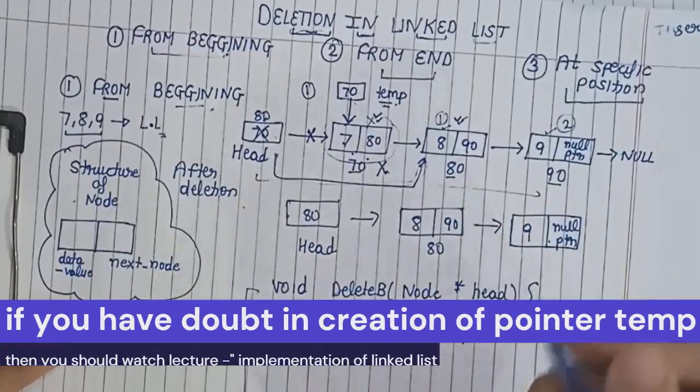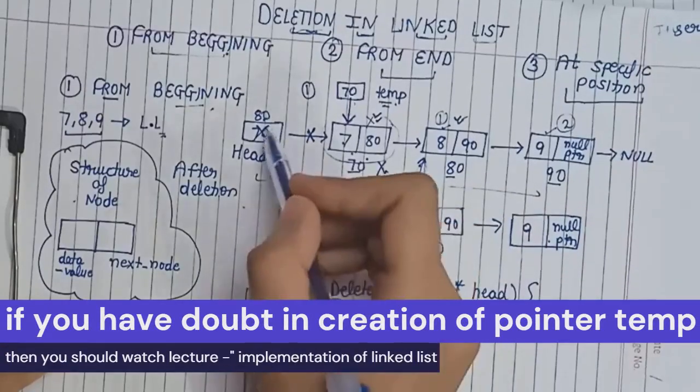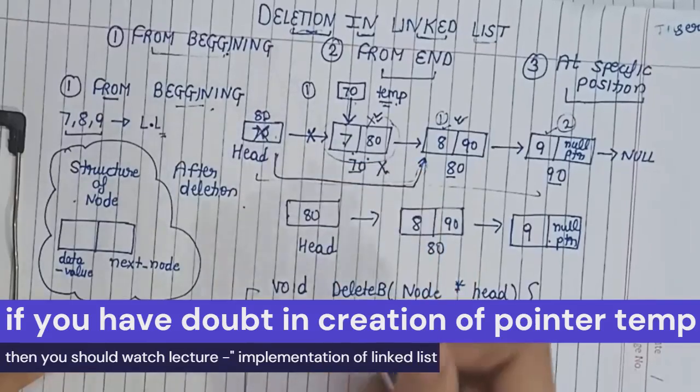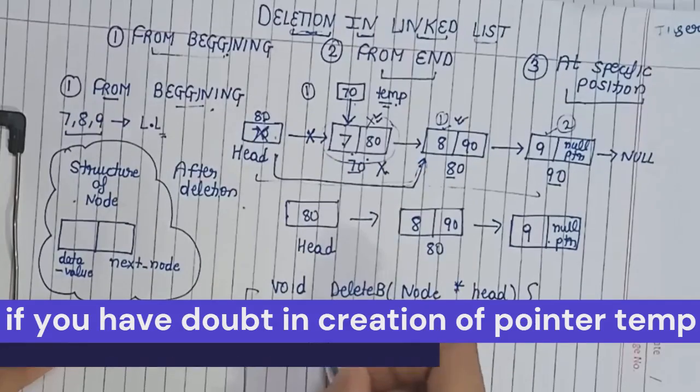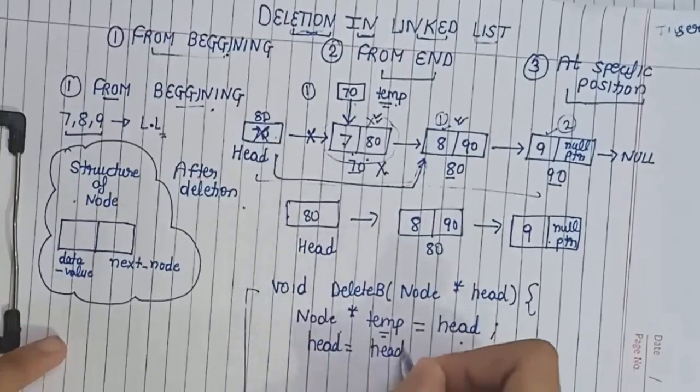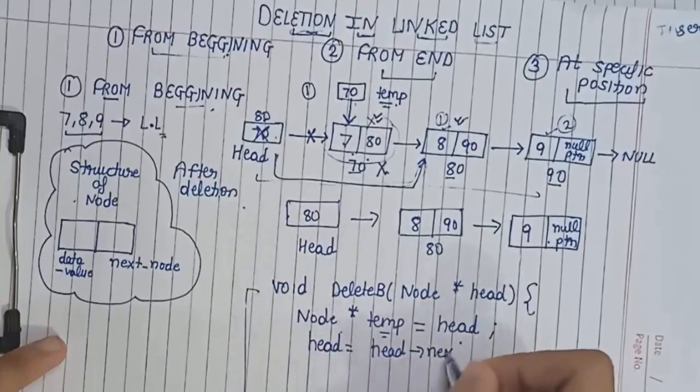Now, as I have told you, the second step is to remove this address 70 and put address 80 here. So we will do it by assigning head is equal to head next node.